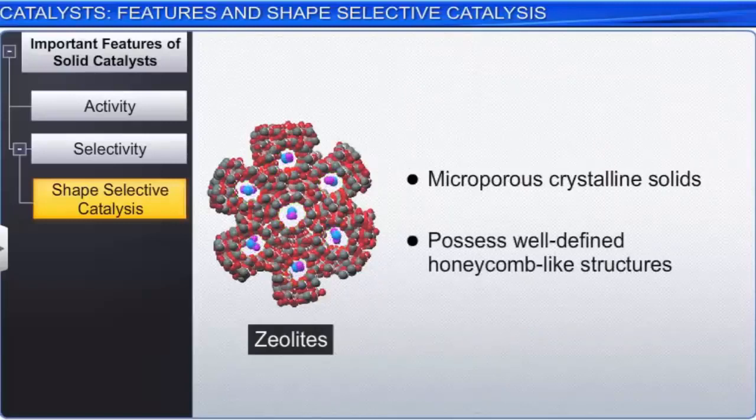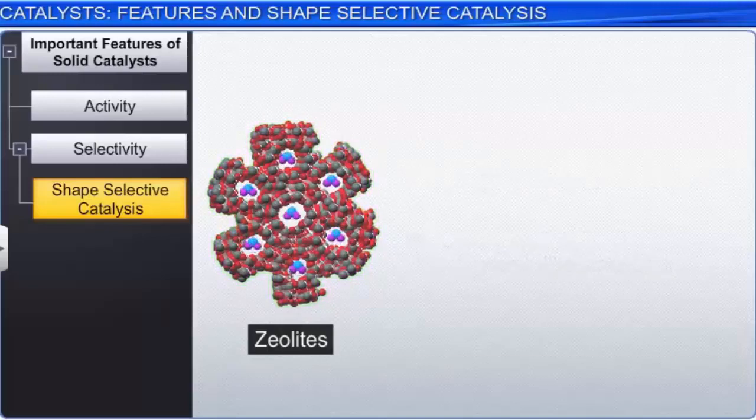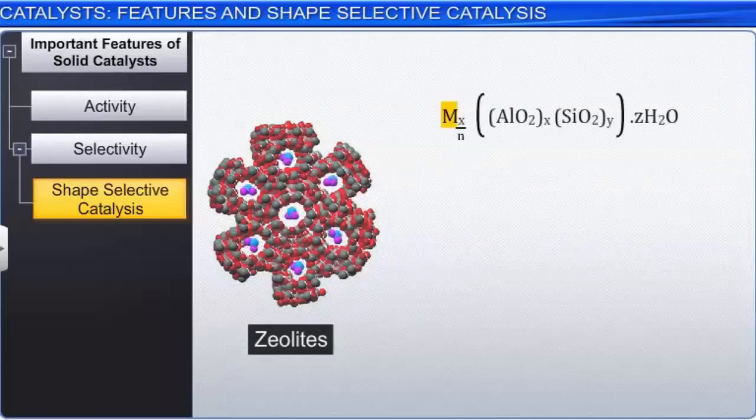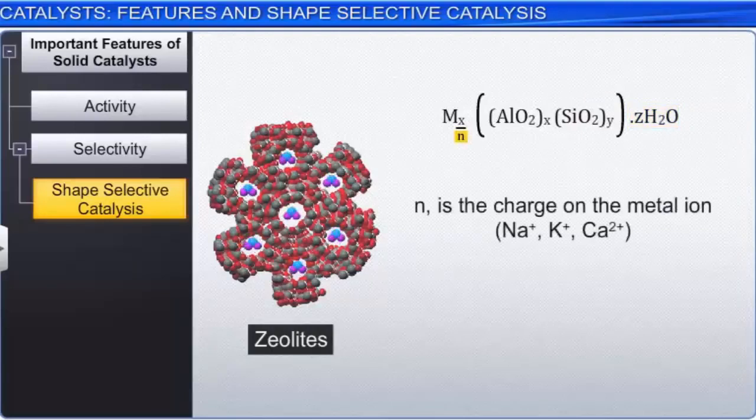Chemically, zeolites are aluminosilicates with the general formula M_(x/n)[(AlO2)_x(SiO2)_y]·zH2O, where n is the charge on the metal ion, which is either sodium or potassium or calcium ion, and z is the number of water molecules of hydration.